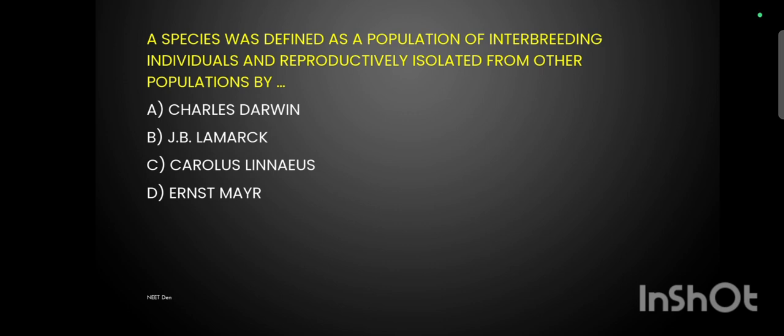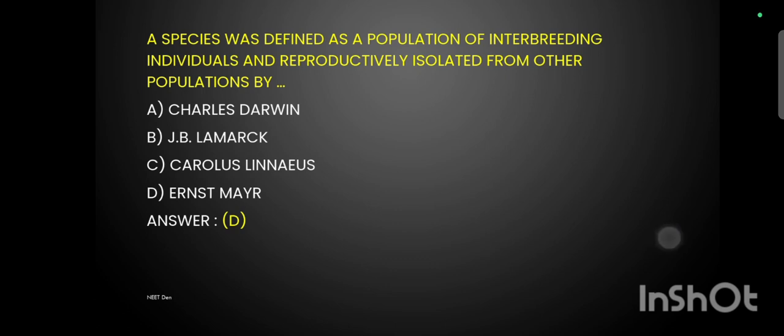Question: a species was defined as a population of interbreeding individuals and reproductively isolated from other populations by A. Charles Darwin, B. Lamarck, C. Carolus Linnaeus, D. Ernst Mayr. So the answer is D.